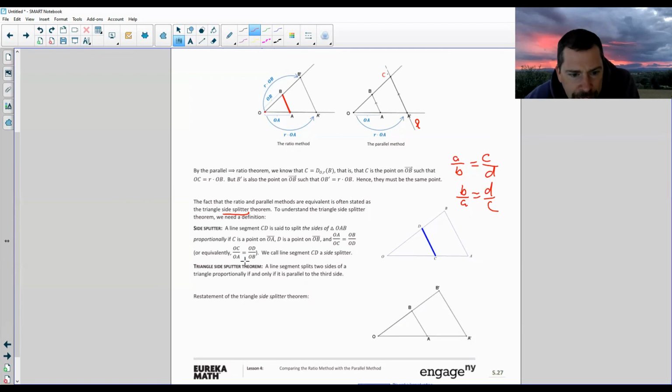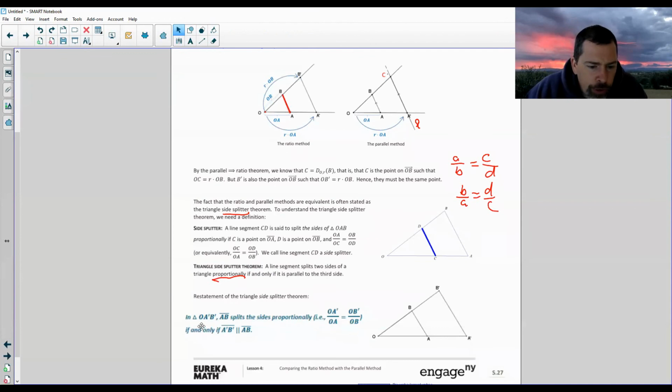Okay, so if that happens, then we call the line segment CD a side splitter. So triangle side splitter theorem says a line segment splits two sides of a triangle proportionally. There's the key right there, proportionally. If and only if it is parallel to the third side. So that only happens if AB is parallel to A prime, B prime. So it's a restatement of the triangle side splitter theorem.